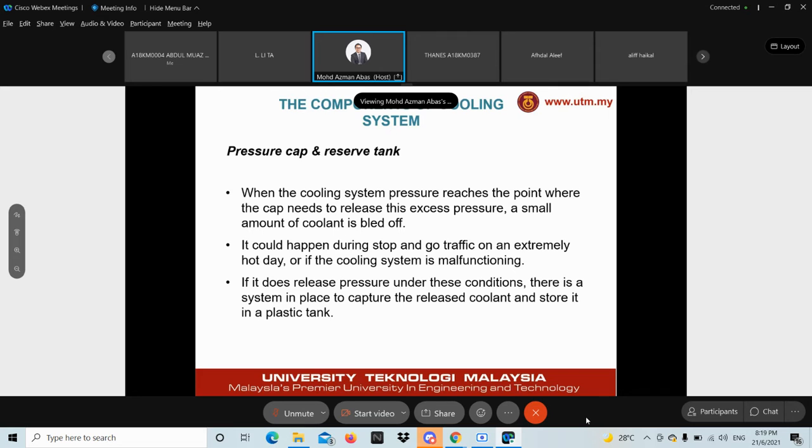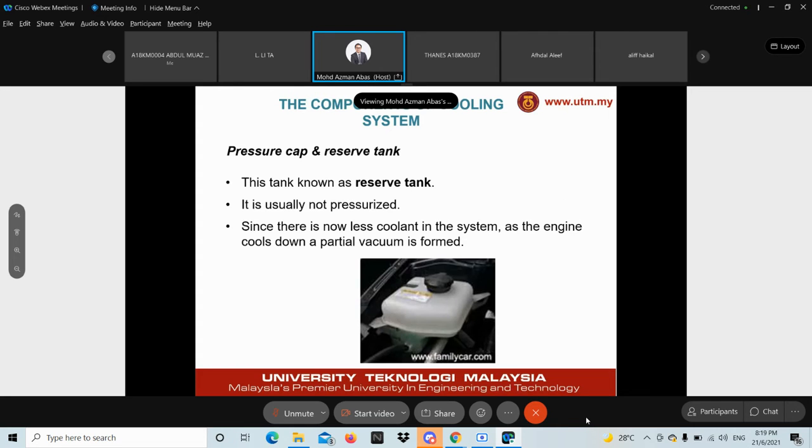Okay. It could happen during stop and go traffic on an extremely hot day, or if the cooling system is malfunctioning. If it does release pressure under these conditions, there is a system in place to capture the released coolant and store it in a plastic tank. Okay, so this is basically a typical reserve tank, expansion tank.